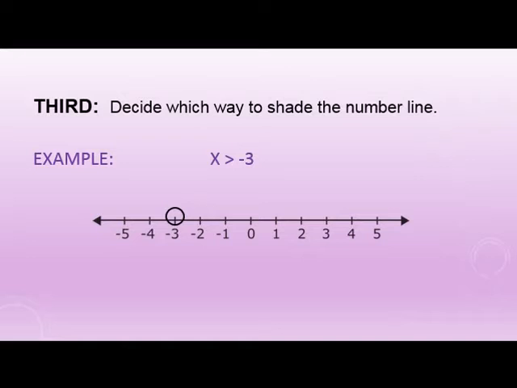Now we're going to look at the third step. We've already put the circle at negative 3, decided that it should stay open. Now we need to decide which way to shade the number line. X is greater than negative 3. All the numbers to the right of negative 3 are greater than negative 3. Any of these numbers are greater than negative 3, so that's why we put the arrow going out towards infinity.